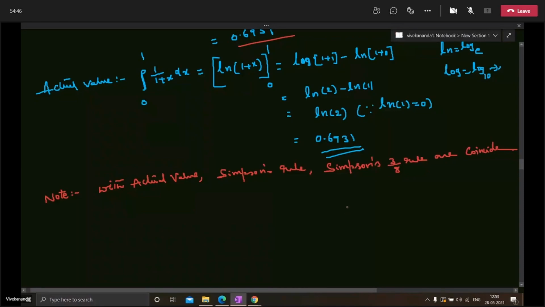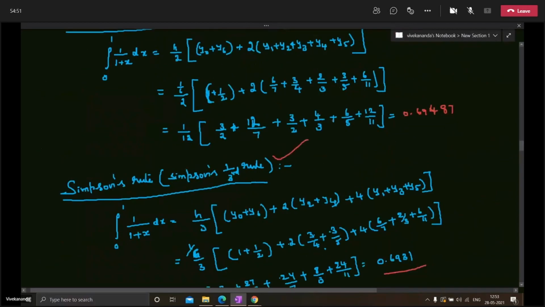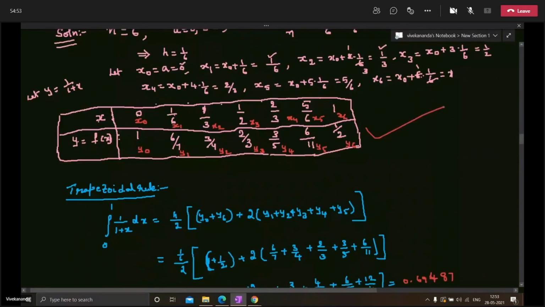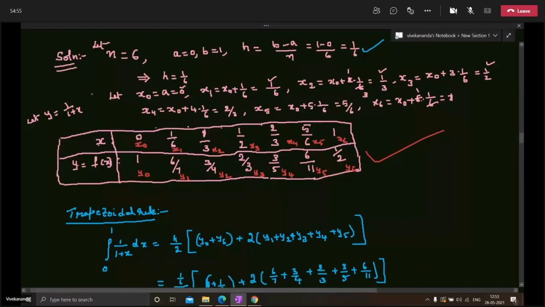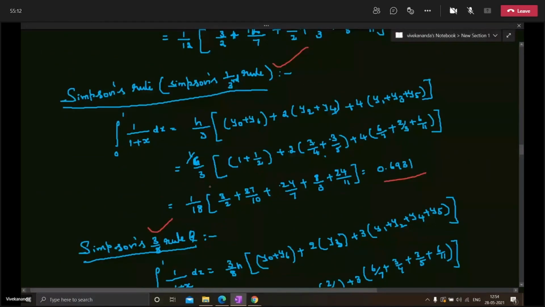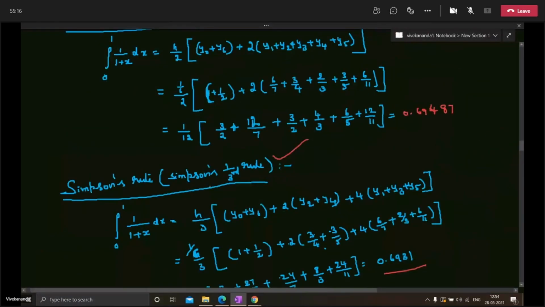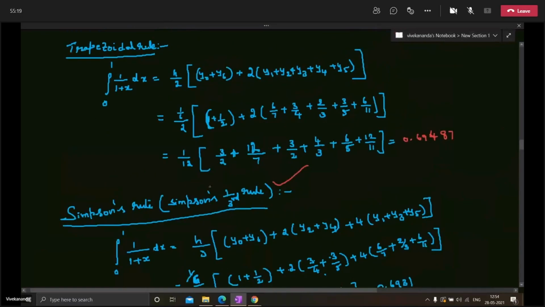So this is the way of doing problems under this. It's very simple. If you don't know the data, you have to define the data in this way. So you take f of x as 1 by 1 plus x and substitute x0, x1, x2 and so on in this function and evaluate. So like this you can construct the table. After knowing the table, it's very easy to find the values using the rules, right?